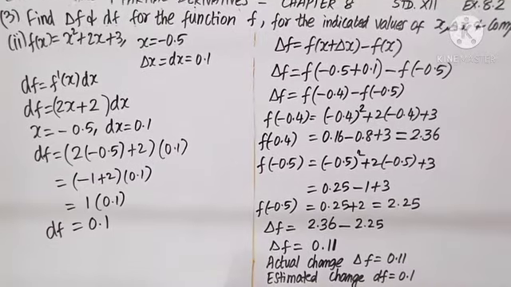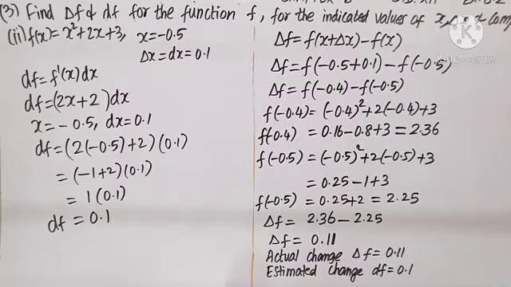Actual change we call del f, which is 0.11, and estimated change is df, which is 0.1. Let us remember, subtracting df from del f, we get error. So what is error? It is actual minus approximate. That is del f minus df is nothing but error. Let us remember that to find one word answers.